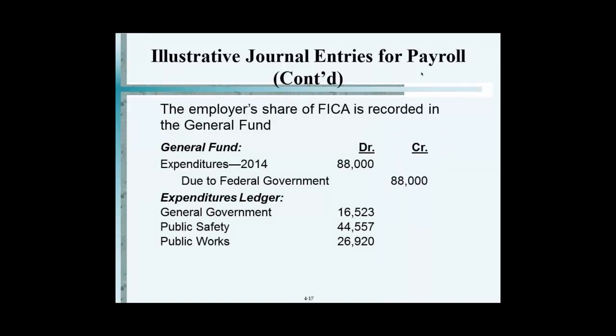And here's the FICA being recorded. Again, you can go through this. There's a series of entries. And everybody knows that when you get Social Security cut from your paycheck, it has to be matched by the employer, right? So what is it, 7-point-some percent that gets cut from your payroll for Social Security, the employer has to match that. And that's the employer's portion.